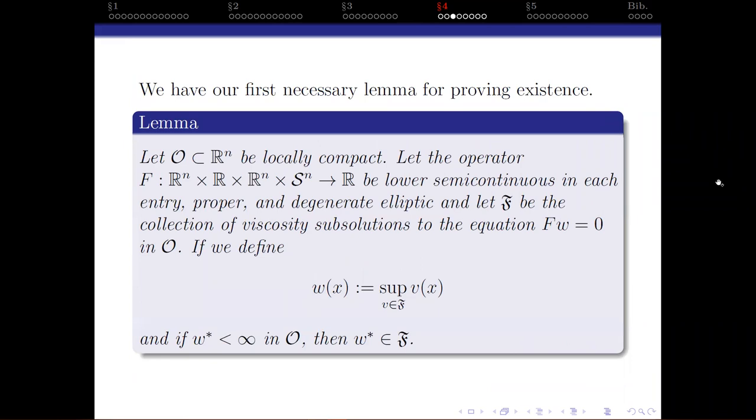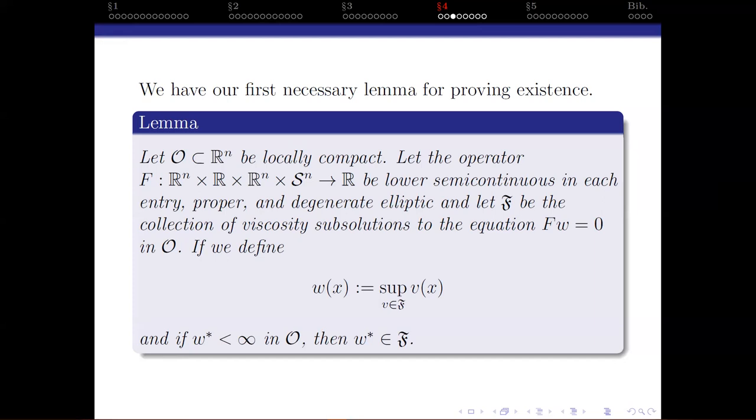So we're going to have a lemma that we're going to need. It is the first major stepping stone in the proof of Perron's theorem. And so the idea here is we're going to have an operator F, and rather than requiring it to be continuous, we only need it to be lower semi-continuous, although usually we have better behaved operators. It's going to be proper and degenerate elliptic.